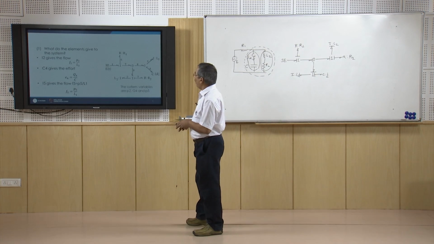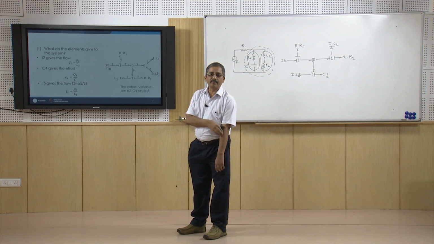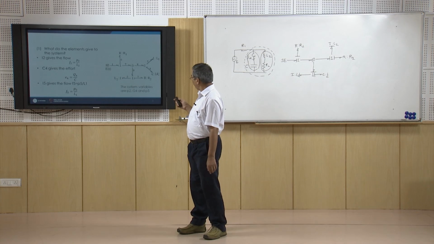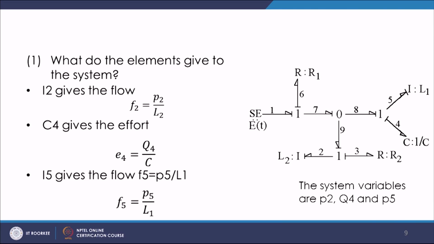Now, let us see how we derive the system equation. Okay. So, again we go by the same logic, the first logic: what do the elements give to the system. And here, for bookkeeping purposes, we number the different elements of the bond graph. This numbering is arbitrary, you can have your own numbering scheme for this. So, let us first try to see what all the elements give to the system.